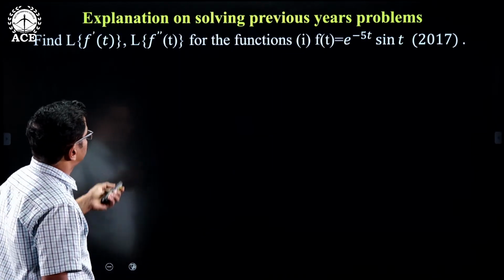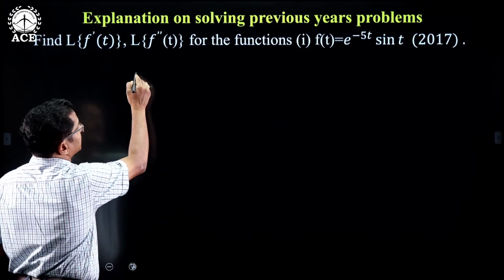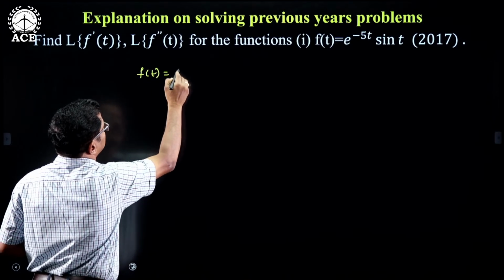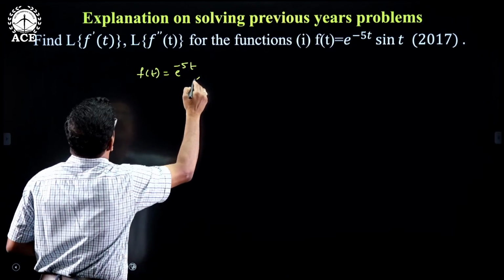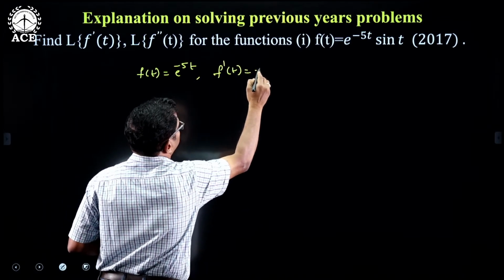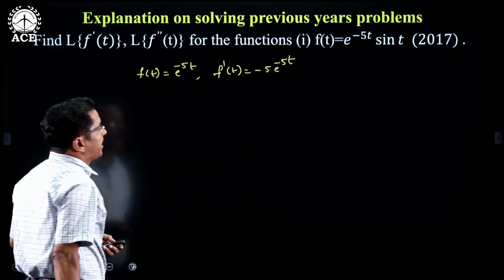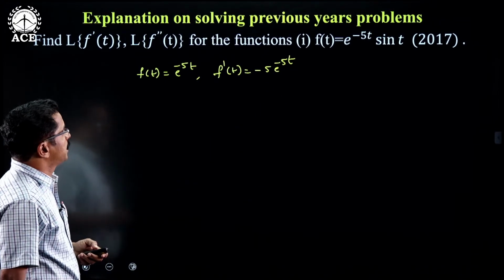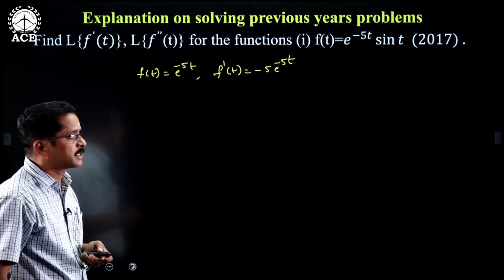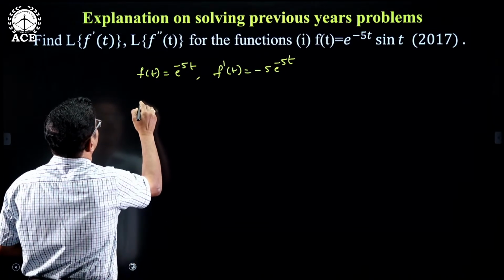Okay. So now let us evaluate the Laplace transform of the derivative of the function. Here f of t equals e power minus 5t, then f dash of t equals minus 5 into e power minus 5t, means the differentiation of e power minus 5t is minus 5 into e power minus 5t, right.